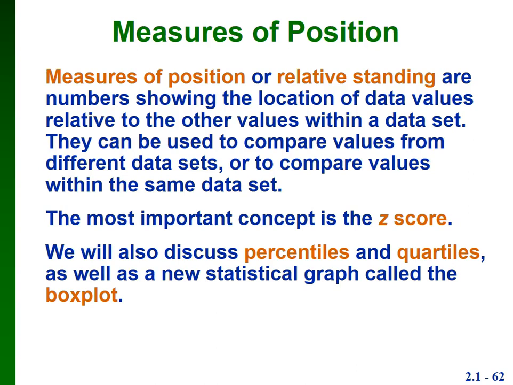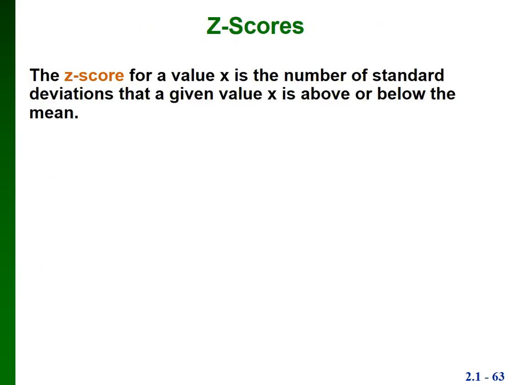Measures of position or relative standing are numbers showing the location of data values relative to the other values in a data set. So they can be used to compare values from different data sets or to compare values within the same data set. The most important concept we're going to talk about in this video is the z-score. We'll also discuss percentiles and quartiles, as well as a new statistical graph called the box plot.